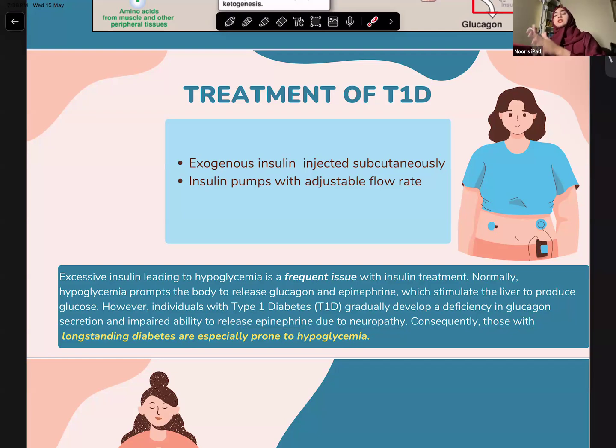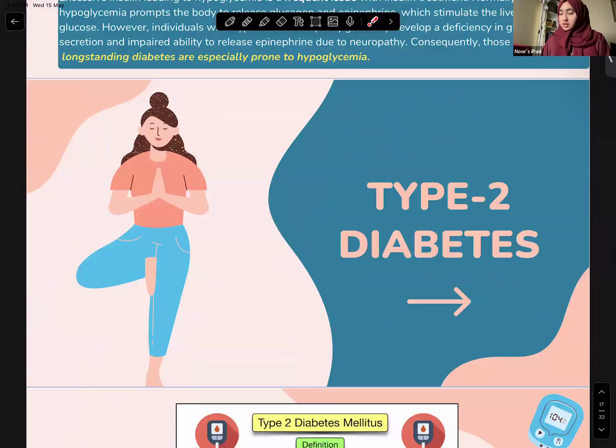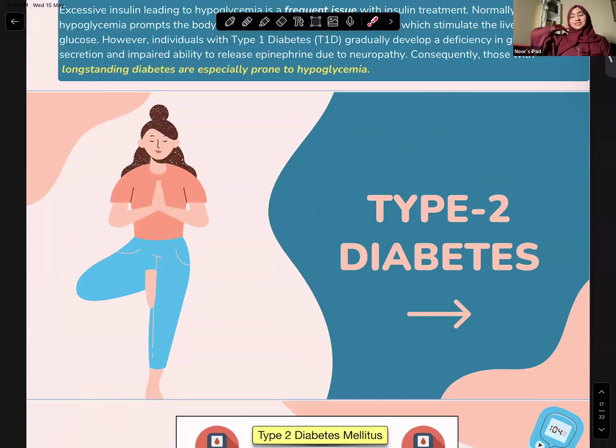What happens? The liver cannot produce more glucose. So now, because the liver cannot produce more glucose and the patient is already hypoglycemic, he will have more effects of hypoglycemia. The main reason is that epinephrine and glucagon are not being produced. Okay, so we're done with type 1 diabetes.